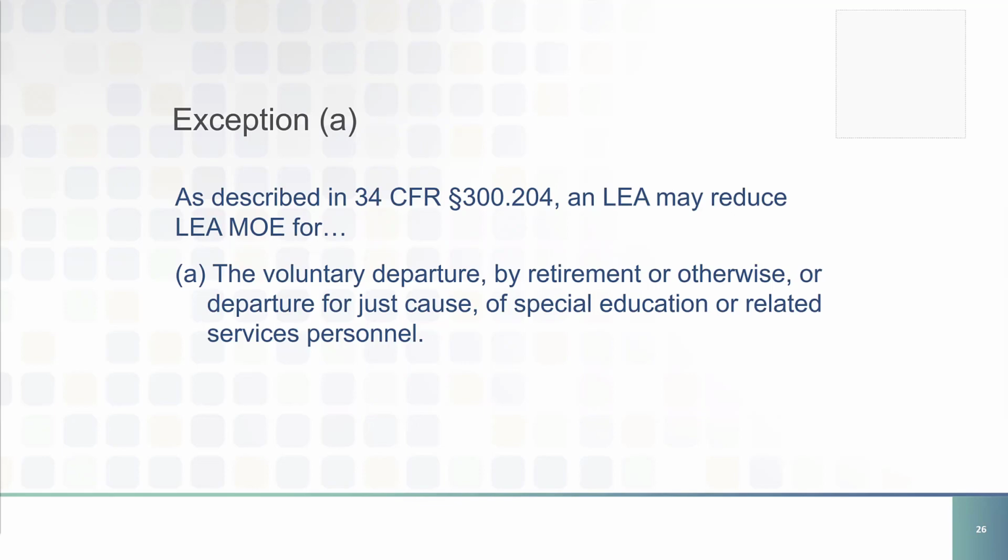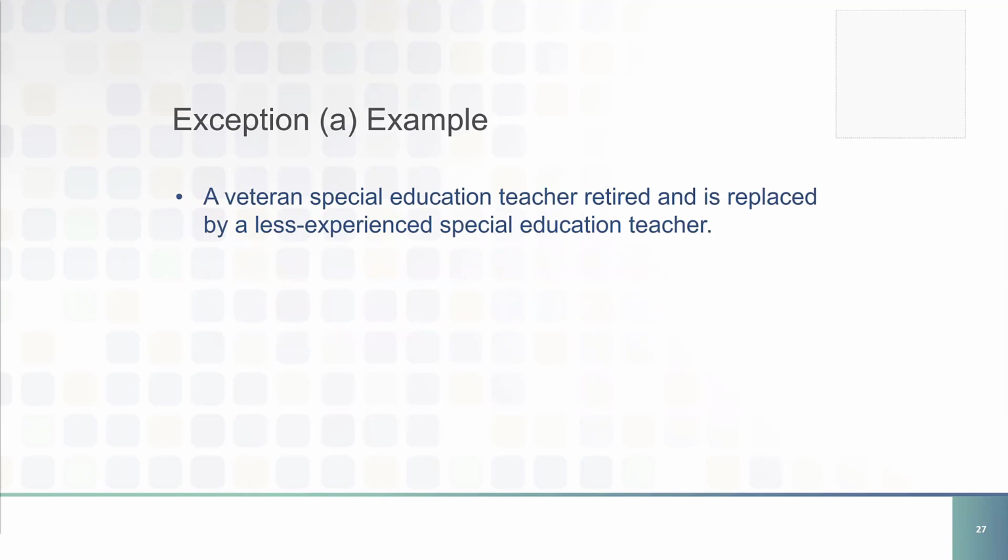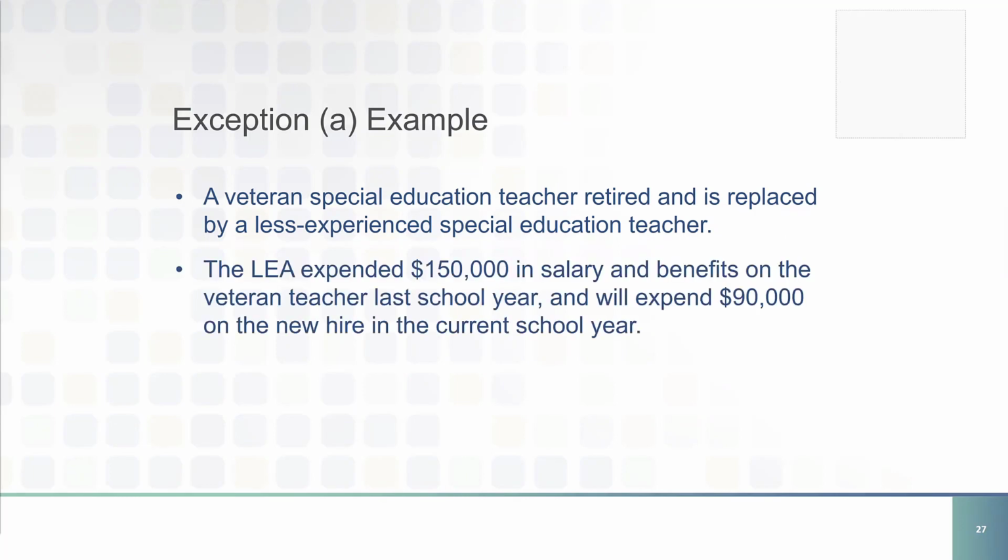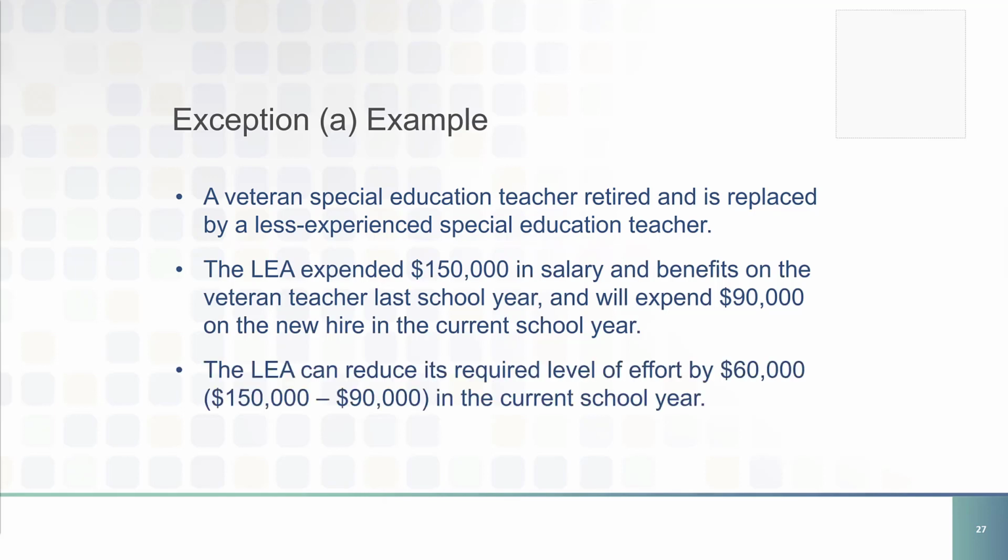So let's look at an example. In this example, the LEA has a veteran teacher that retires at the end of the last school year, and the LEA hires a less experienced teacher for the current school year. The veteran teacher costs $150,000. The new hire only costs $90,000. The LEA can reduce the required level of effort by the difference between the 2 amounts, which is $60,000.